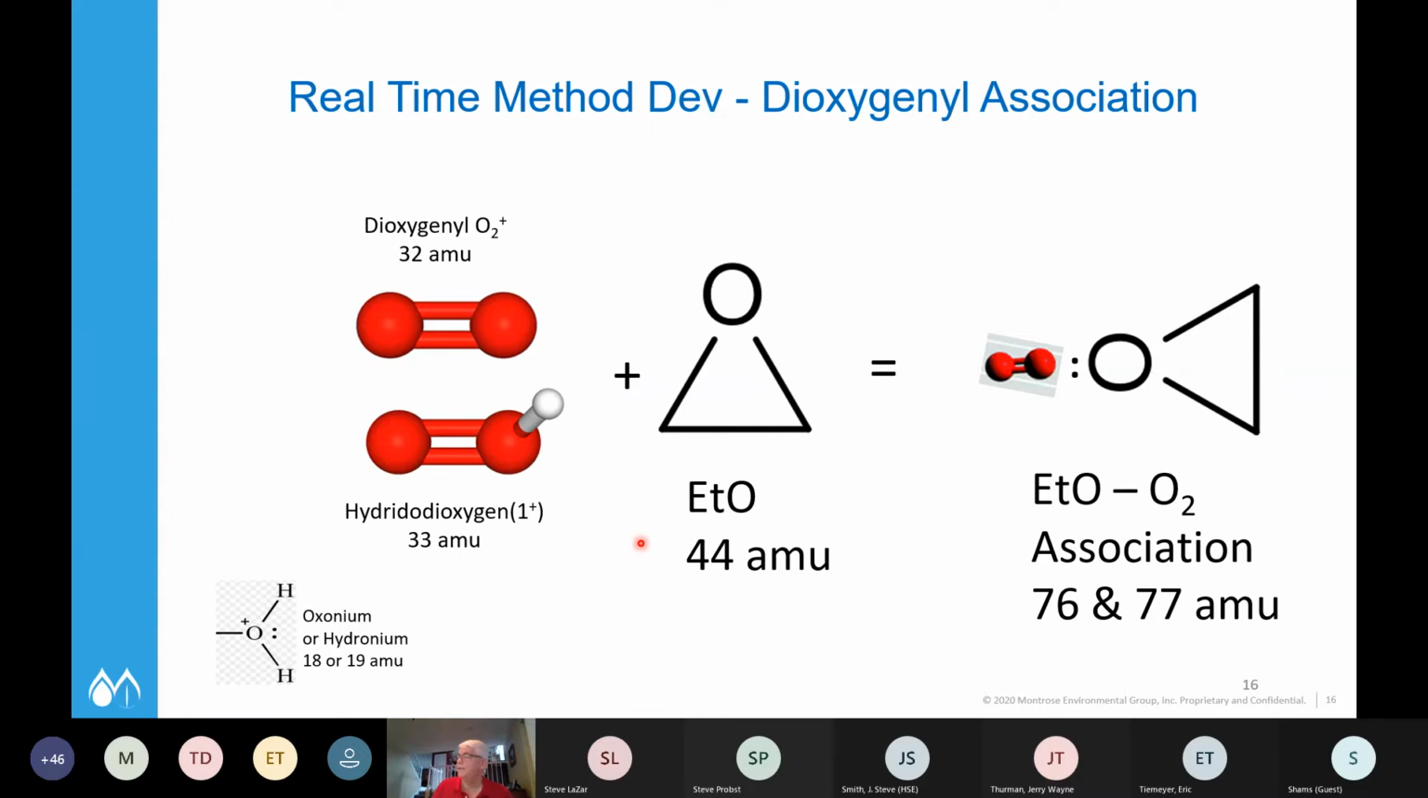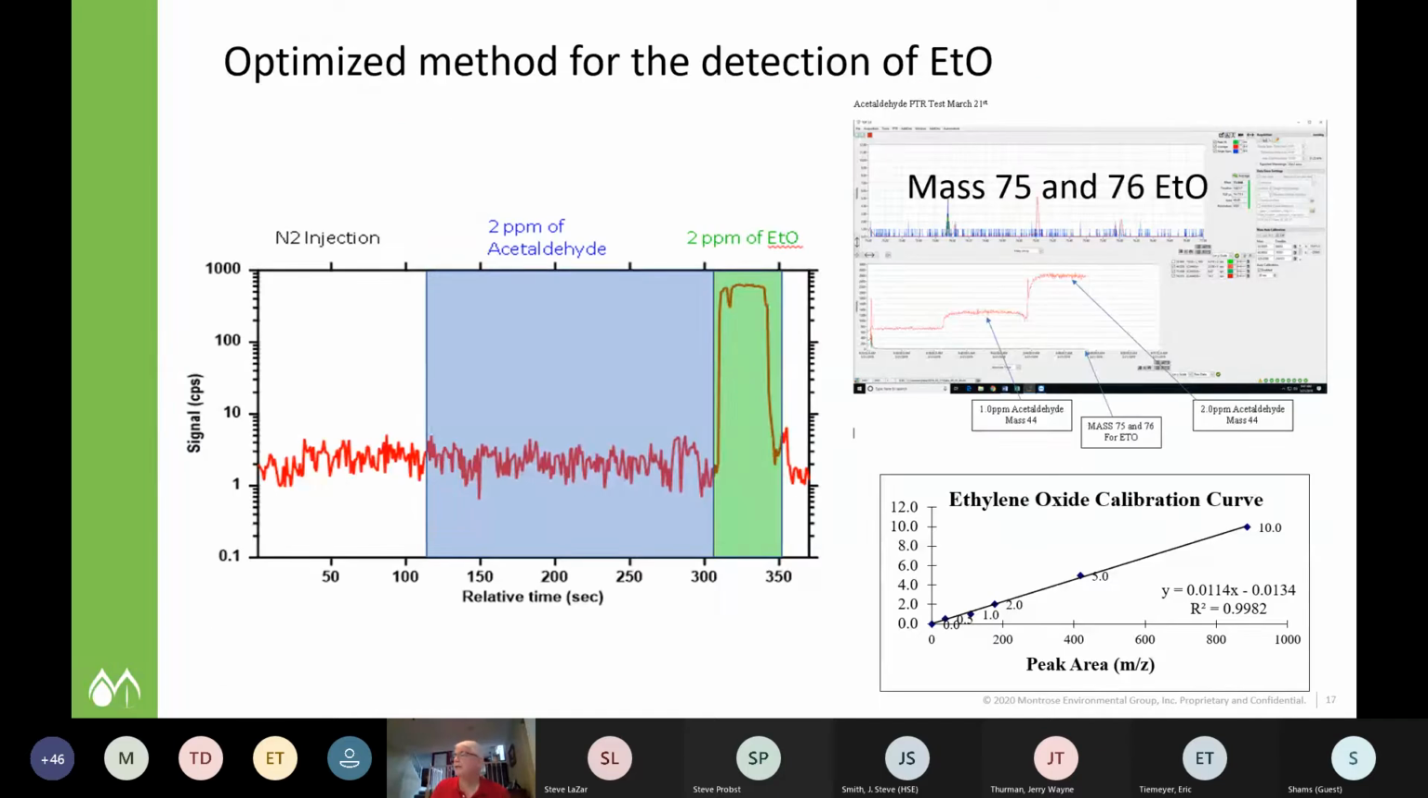So we can see this. If you take your 44, add the 32 and the 33, if you monitor at 76 and 77 atomic mass units, you will see that peak corresponding to ethylene oxide. So that sounds good, but we need to make sure and we need to prove that we're actually only seeing ethylene oxide here and not both.